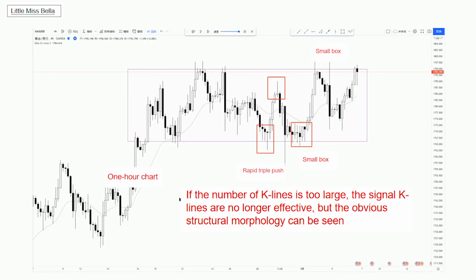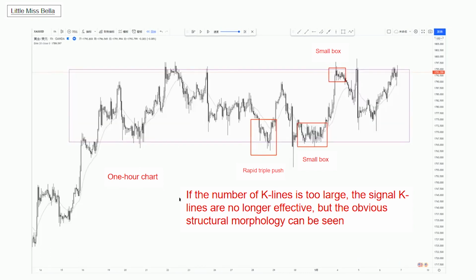So the question is, should we put a structure on a chart with 50 or 60 K lines, or on a chart with 100 or 200 K lines? There's really no right answer to that question; it depends on what kind of entry you prefer. People like me, who like to look at price behavior and use signal K lines to enter the market, naturally have fewer K lines to analyze. For example, when I trade myself, there are no more than 200 K lines on the chart.